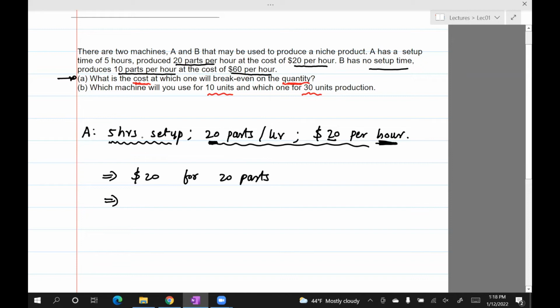Now, there is 5 hours of setup time. The question is, in 5 hours, how many parts can we produce? Well, in 5 hours, we can produce 5 times 20, which is 100 parts. Okay.